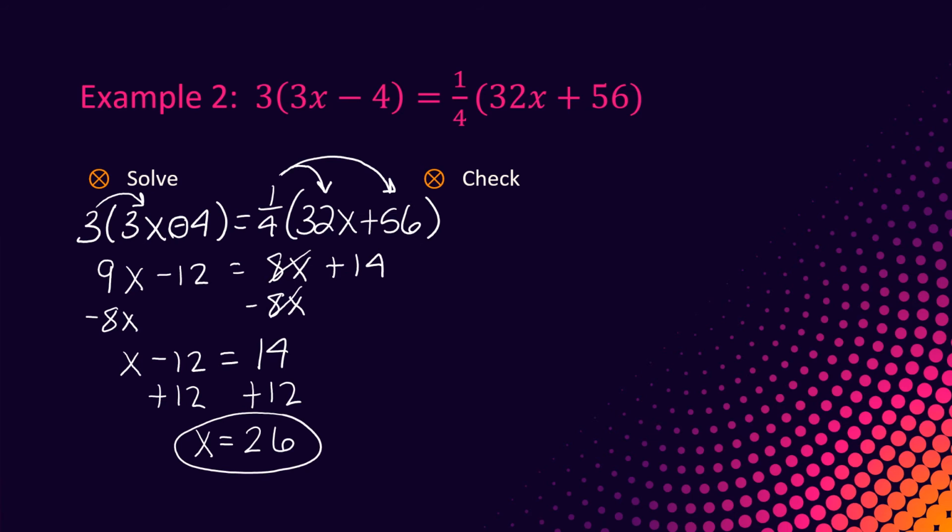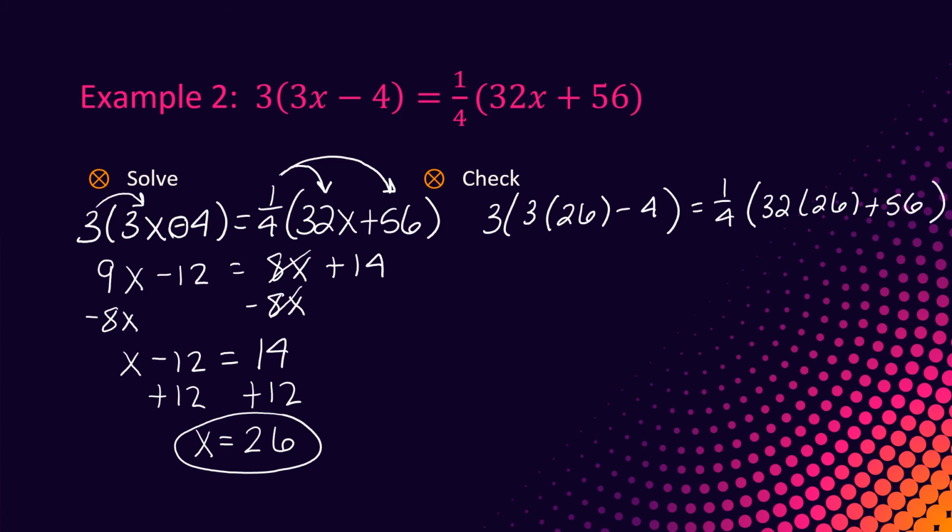So now that we have solved the equation, again, we can go ahead and check to make sure that we did it correctly. So anywhere you see an x, I'm just going to plug in a 26. We will get some big numbers here, but that's okay. It's not a big deal. So I'm going to go ahead and do the multiplication inside of the parentheses first. So I'm going to start with this 3 times 26. And 3 times 26 will get us a 78.